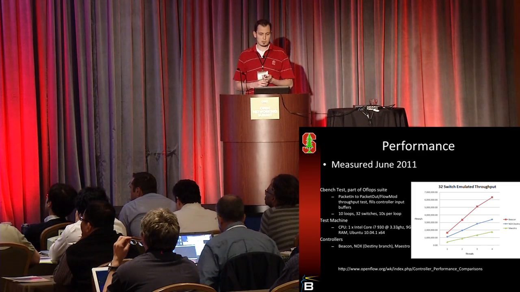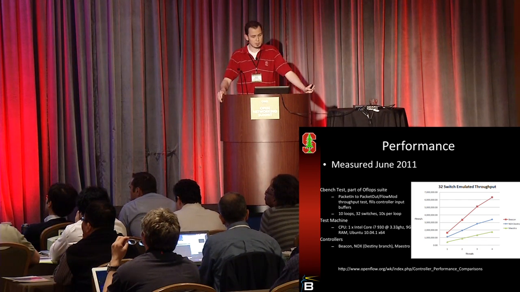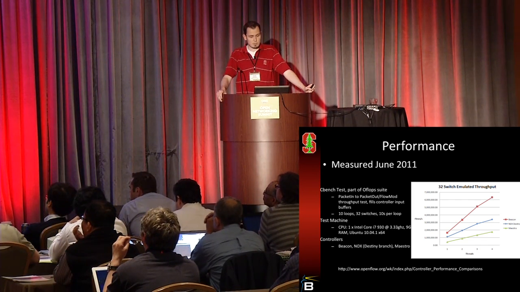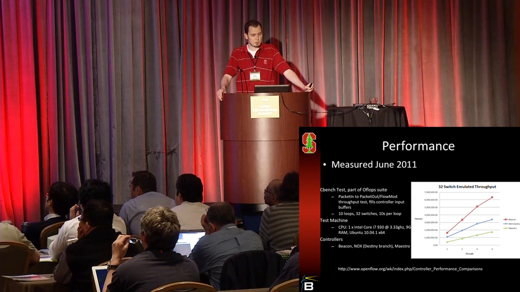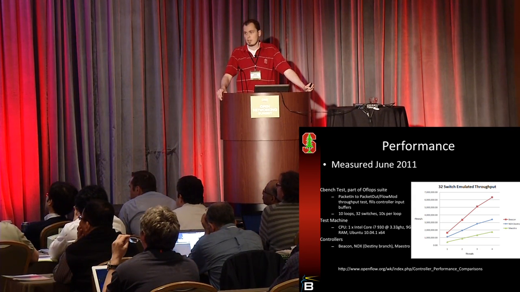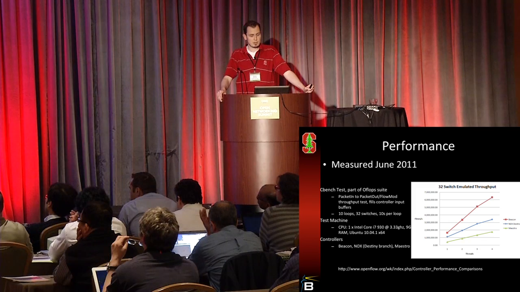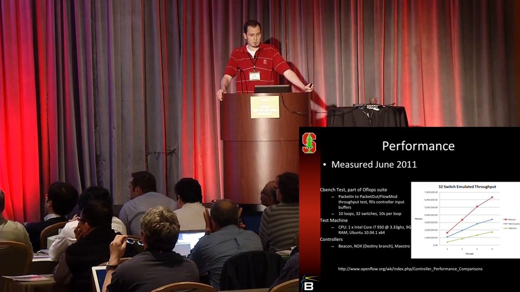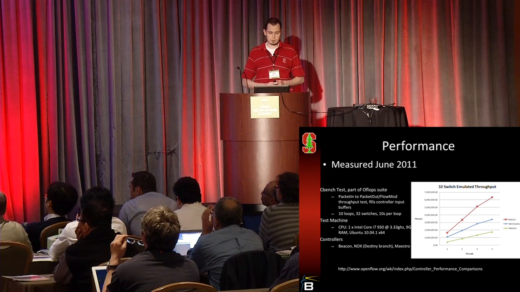So this is a sort of obligatory performance slide. This is getting pretty old in the tooth now. It's from last year. As Murphy mentioned, it may or may not be interesting to you depending on what your use case is. It's pretty much shown only to indicate that Beacon scales well per core and has pretty low I/O loop overhead. So if you're doing something performance critical, give it a try, see if it works for you.